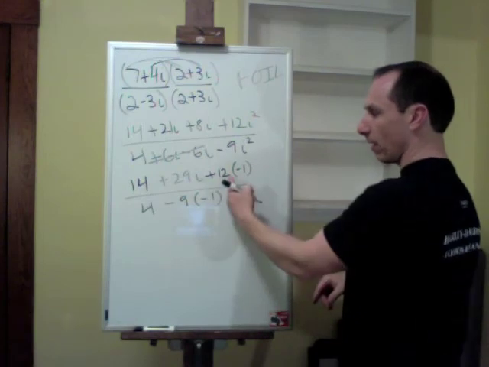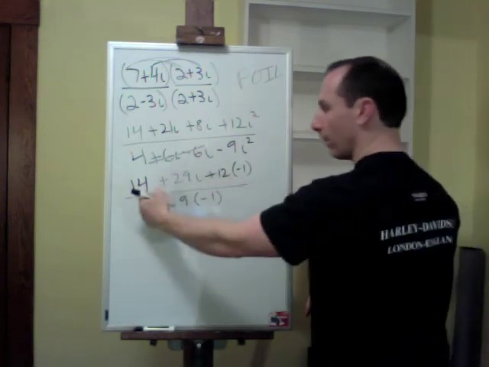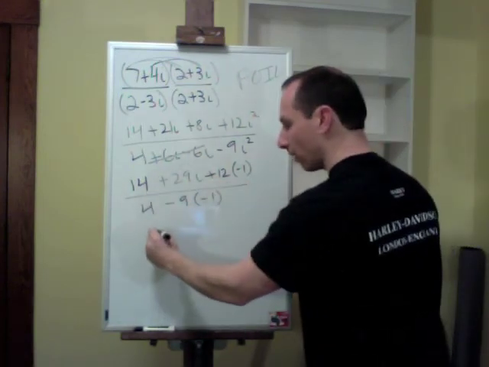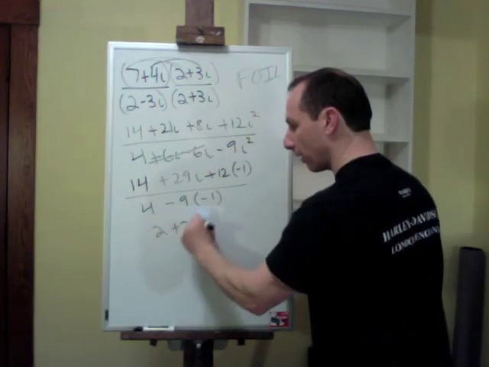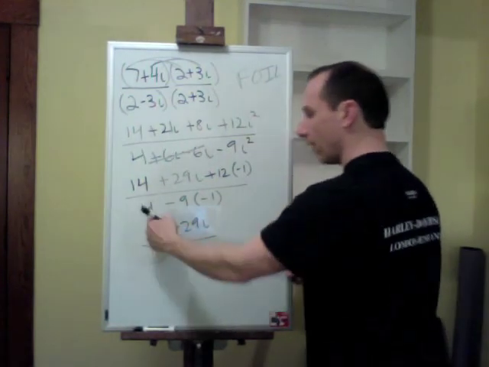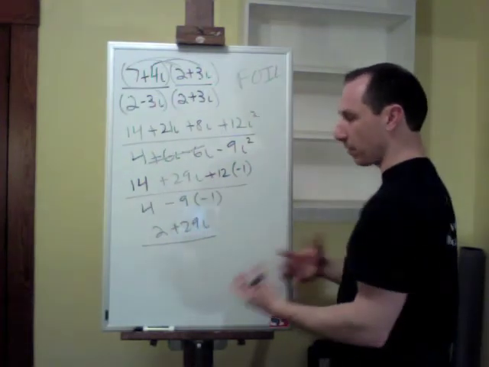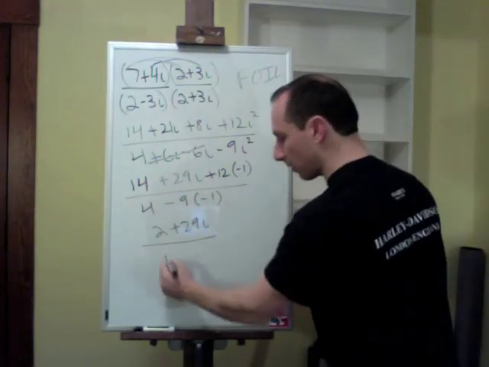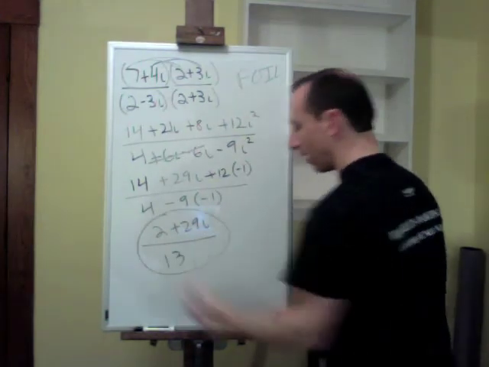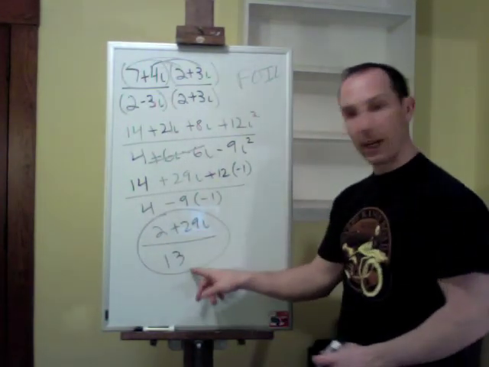That makes this a negative 12, and 14 minus 12 is 2, plus 29i on the top, and 4 plus 9, because negative 9 times negative 1 is a positive, and 4 plus 9 is 13. So our final answer, 2 plus 29i over 13.